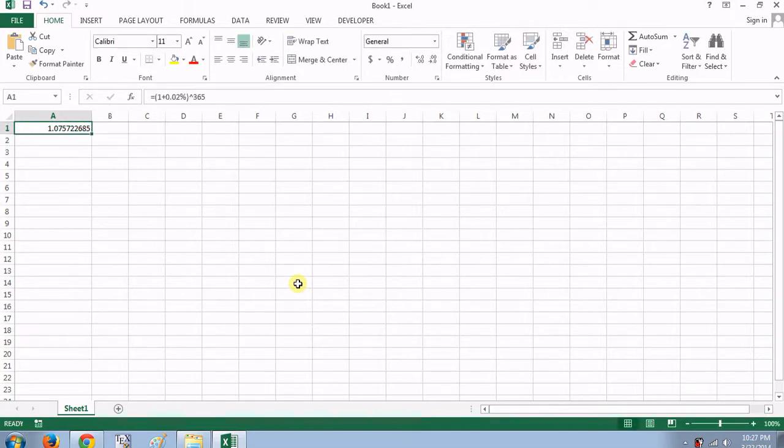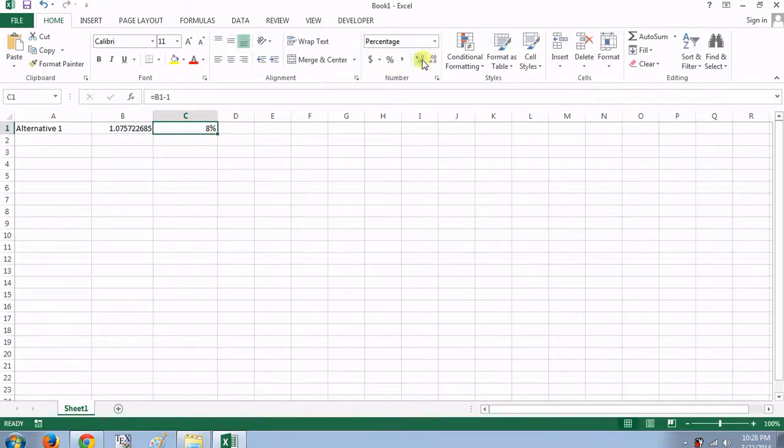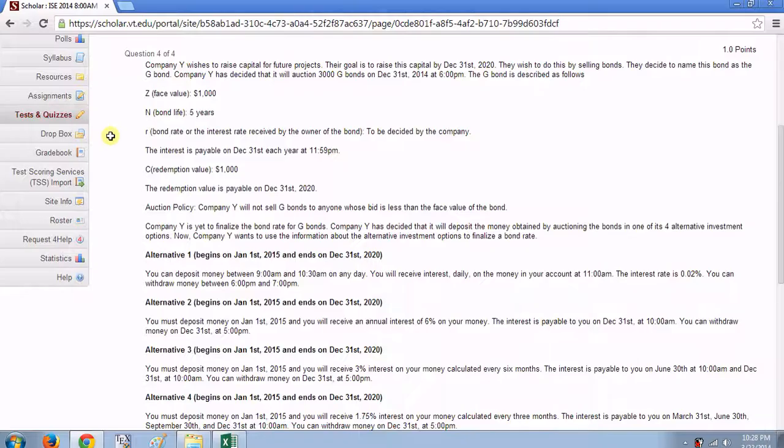Okay, so let me just write down. For alternative 1, if I deposit $1 in the bank account, by the end of the year that grows into... Okay, so what is this telling me? I'm getting an interest rate of 7.57%. Pretty good. What about alternative 2? See, I'm not even looking at the bonds anymore. I'm just looking at the alternatives, because the company has to decide what is a bond rate based on the alternatives.